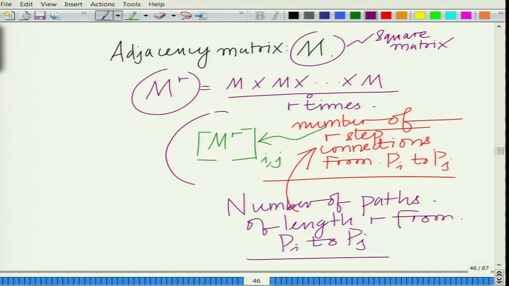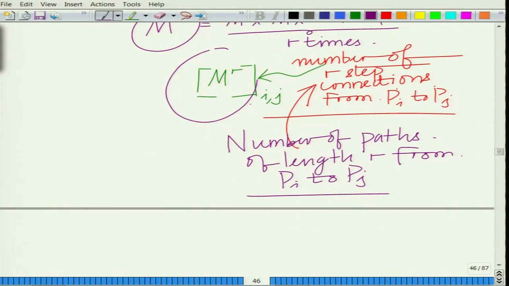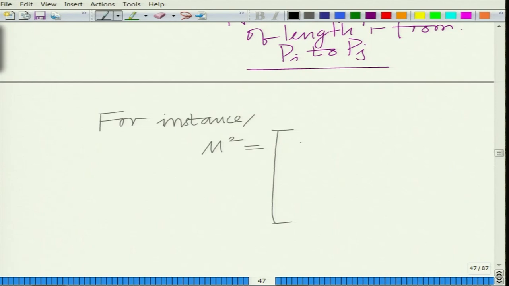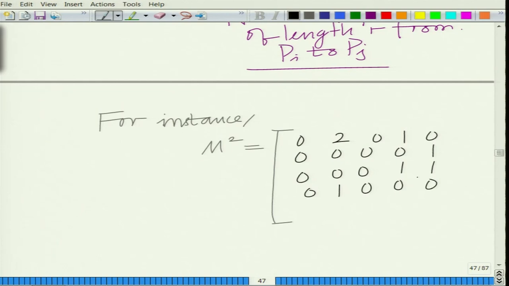So, if you ask, for instance, what is the number of paths of length 2, what is the number of paths of length 3, these can be obtained from the respective powers of the adjacency matrix. All right. For instance, let us take a simple example. Let us take a look at M square, which equals 0, 2, 0, 1, 0, 0, 0, 0, 0, 1, 0, 0, 1, 1, 0, 1, 0, 0, 0, 0, 0, 0, 1, 0. You can calculate this and check this. This is your M square.